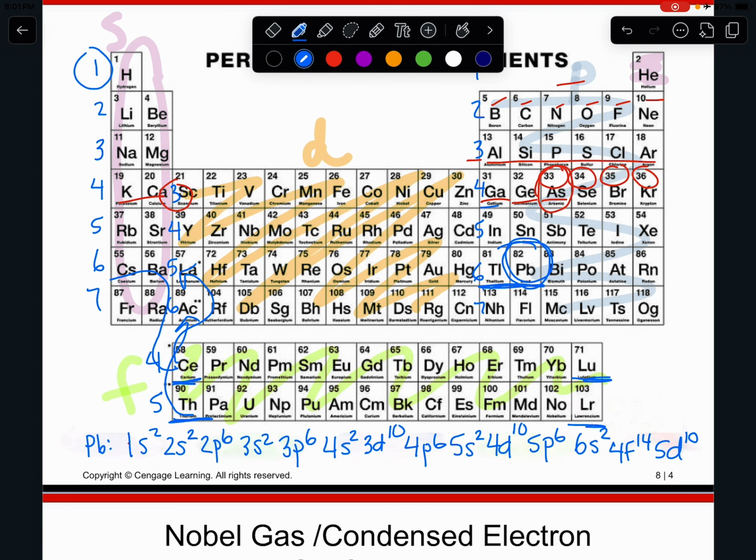And then to get to lead, I'm just going to write this below because I ran out of room, 6p2, 2 elements over. Okay? Go ahead and copy that as well.